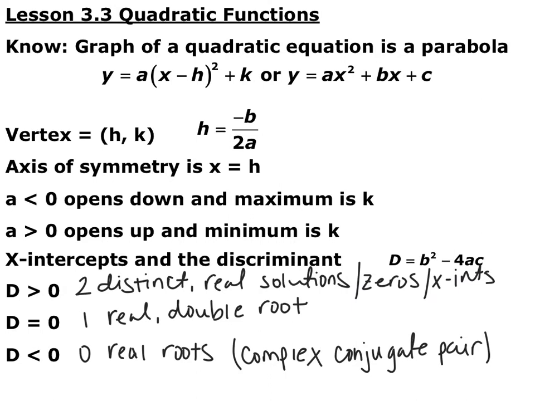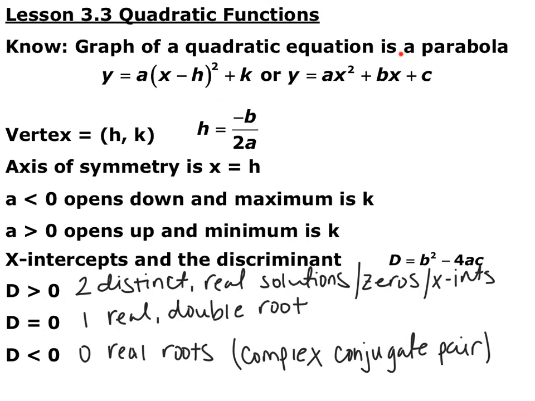So we have two ways of writing the equation of a parabola. The first one is in what I call vertex form or transformation form. The other one is in what's called standard form. In either form, your vertex is (h, k), so in vertex form you can read that right out.